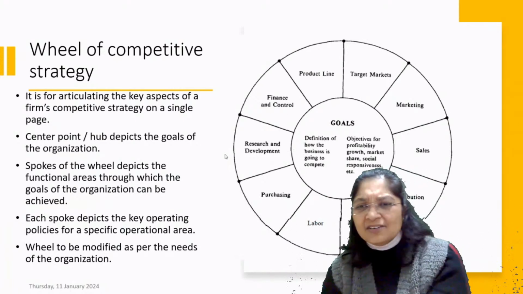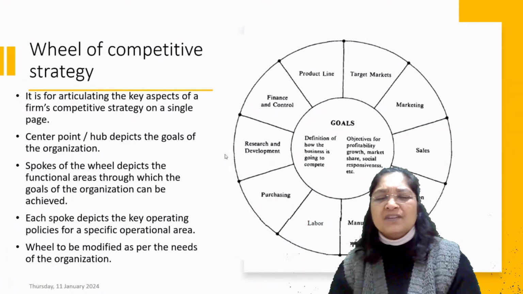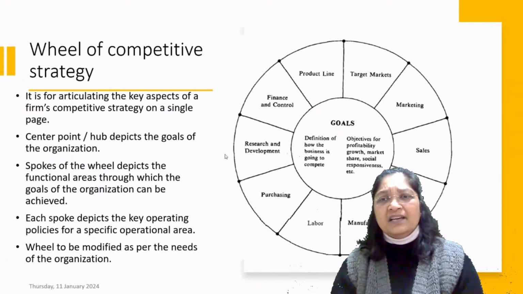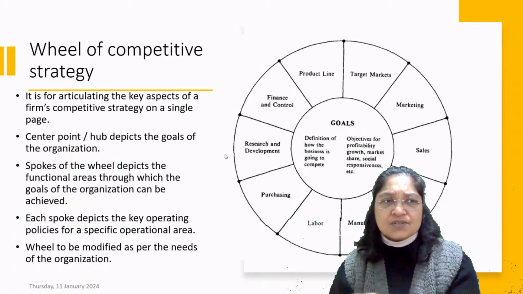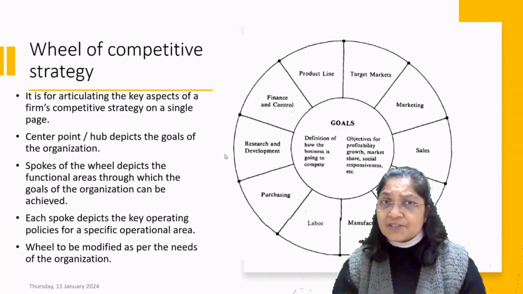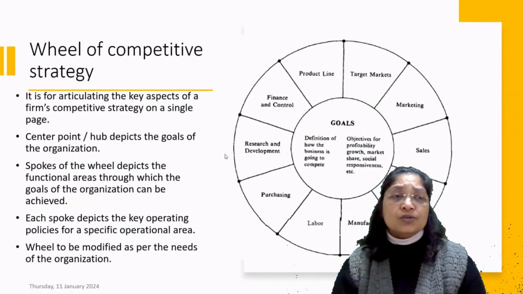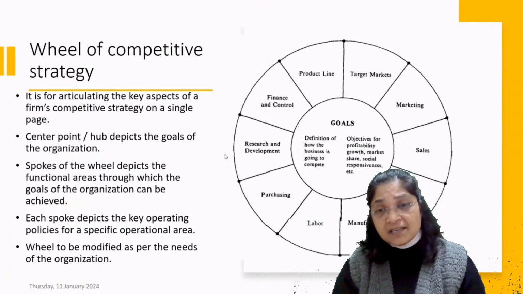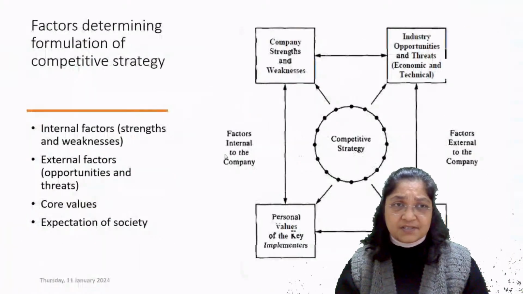Like I give you example here: objectives for profitability, growth, market share, social responsiveness, etc. So keeping these goals in mind, each of these functional units, each of these spokes will have its own set of plan of action, have its own policies, and they will together contribute towards developing competitive strategy. They will together help in having a competitive advantage over other organizations.